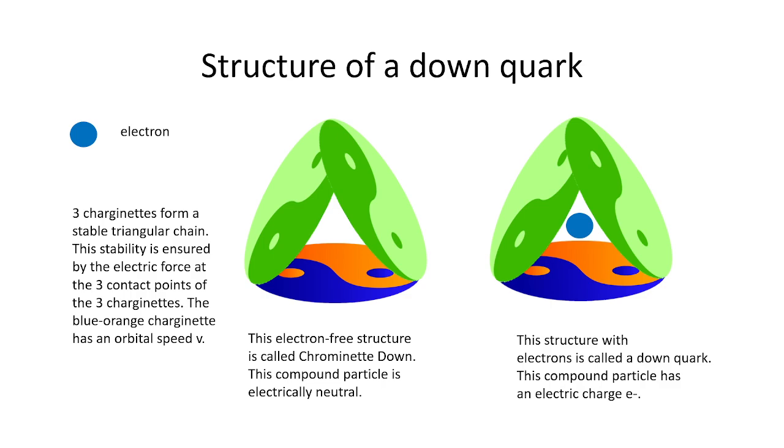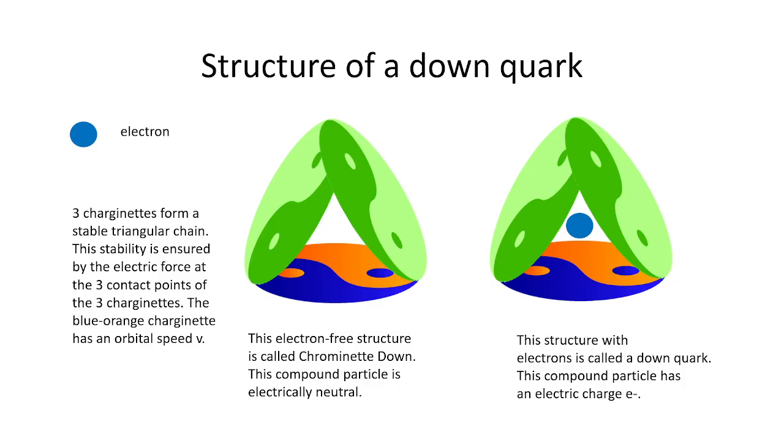Structure of a down quark. Three charginates form a stable triangular chain. This stability is ensured by the electric force at the three contact points of the three charginates. The blue-orange charginate has an orbital speed v. This electron-free structure is called chrominate down. This combined particle is electrically neutral.